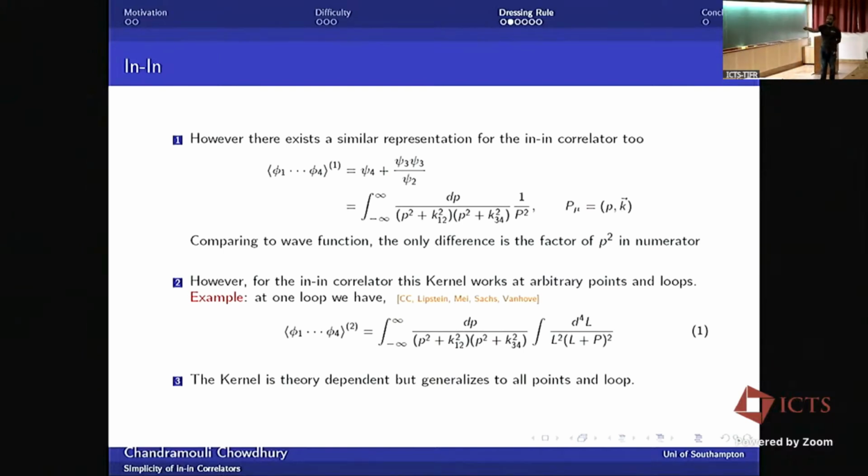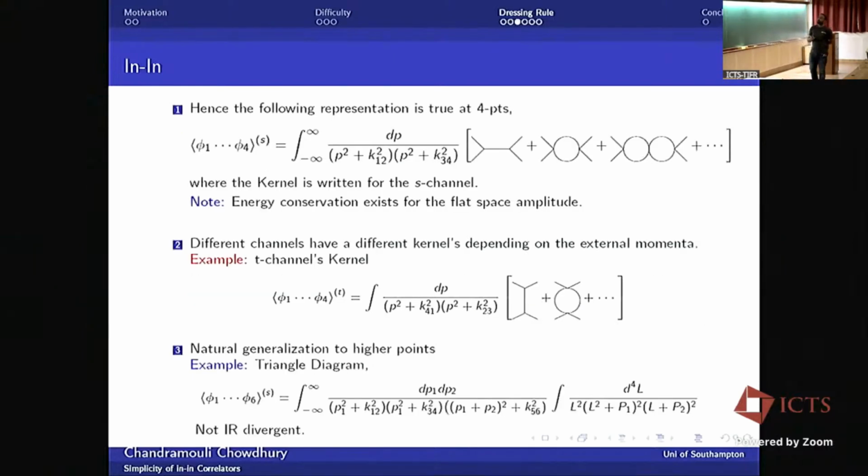Okay. This is in general theory dependent, but I'll not talk about all the generalizations now. Good. So this actually allows us to write down a very nice representation, say for the S channel. As long as you're dealing with, say, 4-point functions, you can use the same kernel here and just sum over all the Feynman diagrams that you would have done in flat space. And notice that energy conservation does exist for all these guys. Where it breaks down is once you integrate over this, but this thing is really your flat space, well-known textbook stuff.